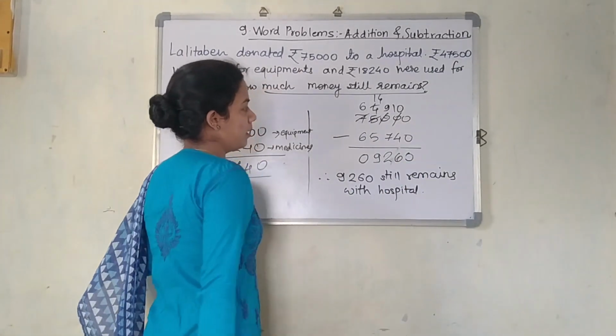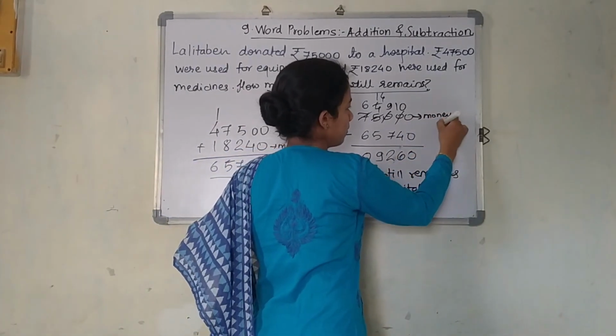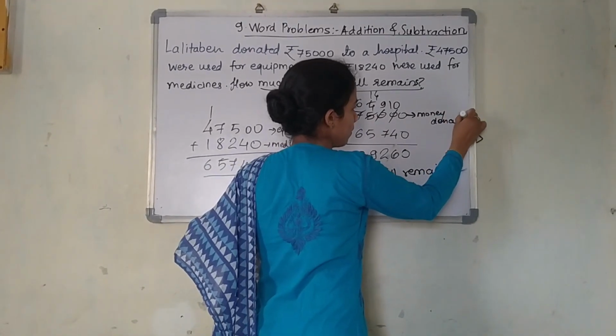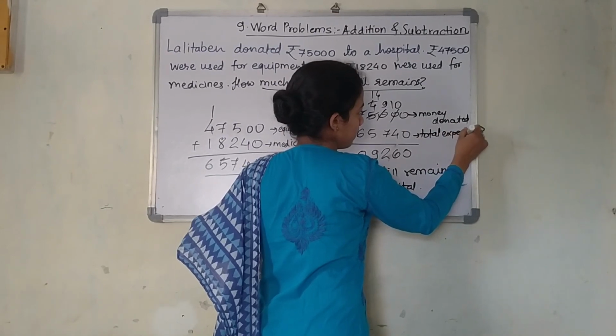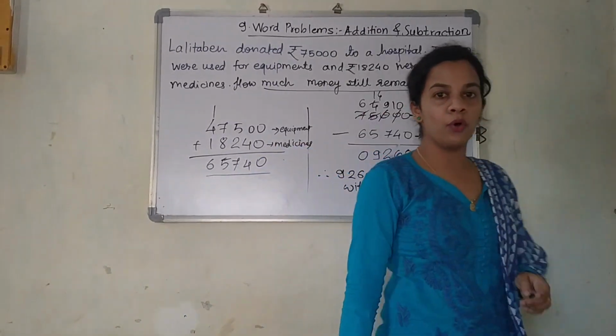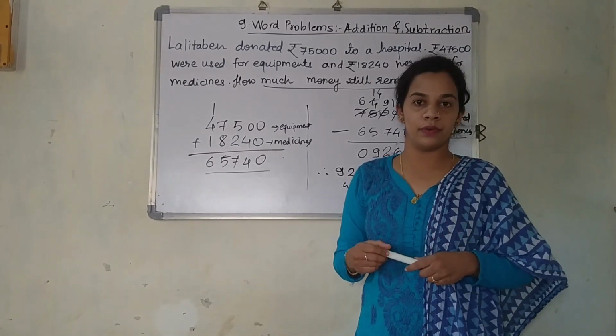You can fill out the details over here. Money which was donated. Money donated. Total expenses. Okay. So I hope you have understood this mixed problem. We will see only one more part from this and we will end this video.